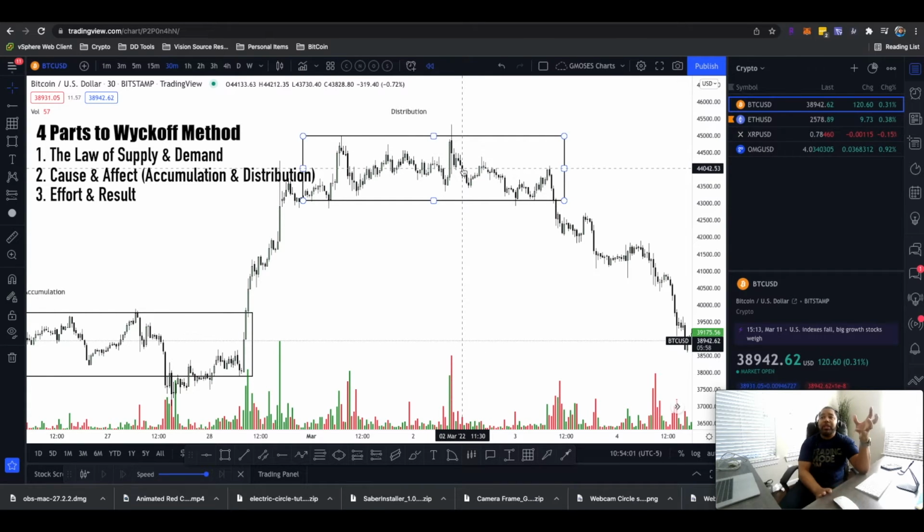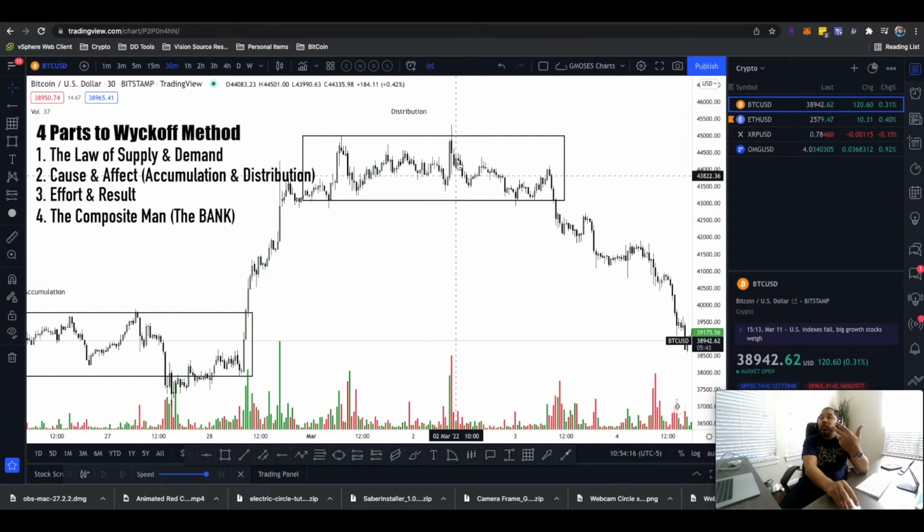And so basically what this does, which puts me to my fourth point, it's where the composite man, which is considered as the bank, the man, the evil person, the manipulator, basically what they do, traders will get in here and when they see price shoot up like this, they'll think that, hey, this thing is about to go on a buy.